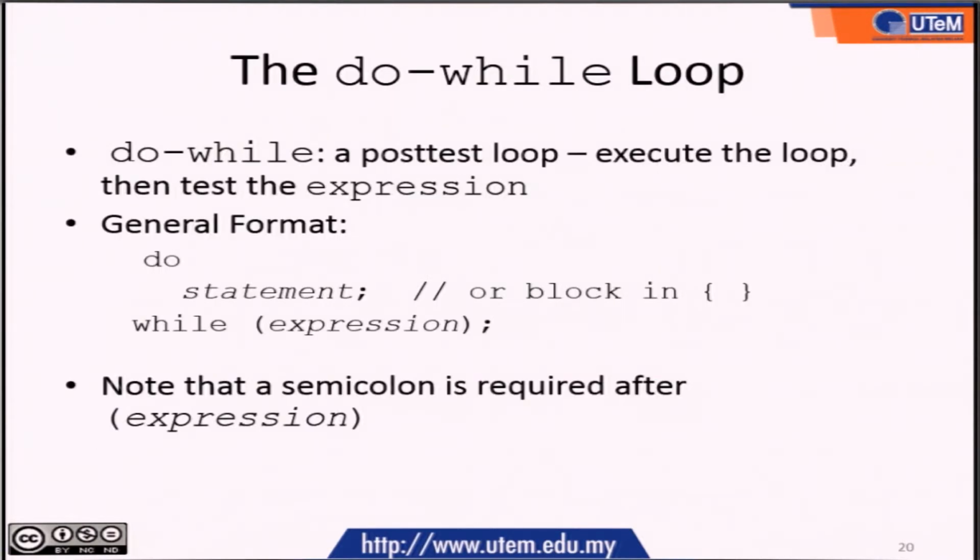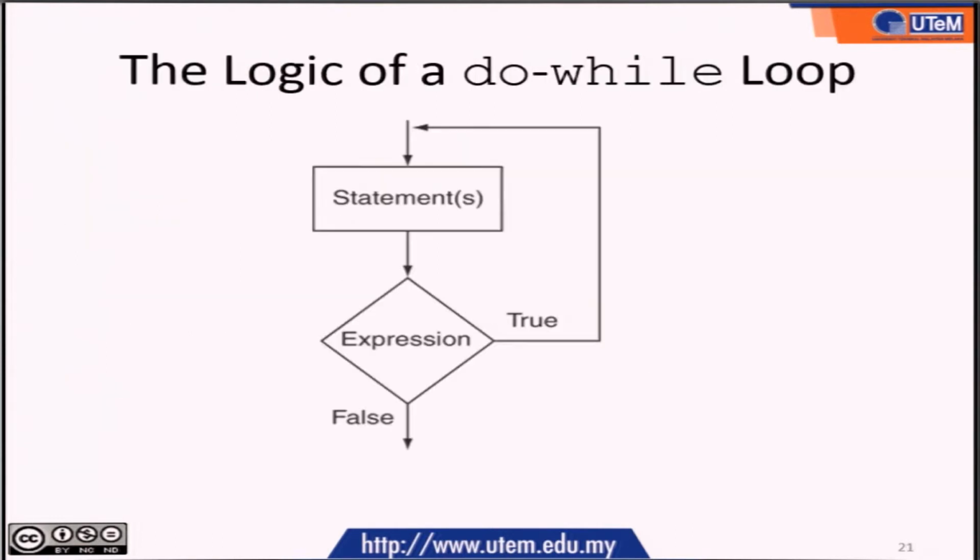The do-while loop is a contrast of the while loop in terms of which part is executed first in the routine. The do-while loop is a post-test loop, which means that the statements inside the do-while loop block will be executed first, and only then is the expression evaluated. This means that for a do-while loop, the statements inside the block will be executed at least one time, even though the expression is false.